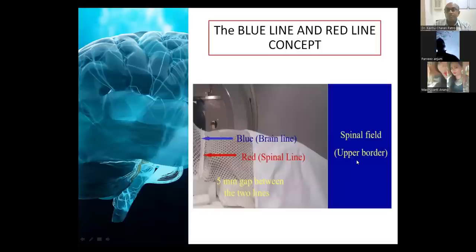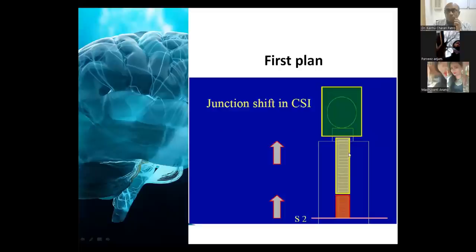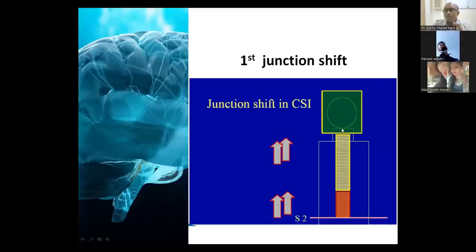You can mark every junction shift. You can put blue for the brain and red for the spinal line. Every 7 days you have to shift. So how is the first plan? You did the first plan here. Either forward or backward you have to shift. On the first day, this is the plan. On the next day, you increase the spinal field, decrease the cranial field. In the next junction shift, you again decrease the cranial field and increase the spinal field.